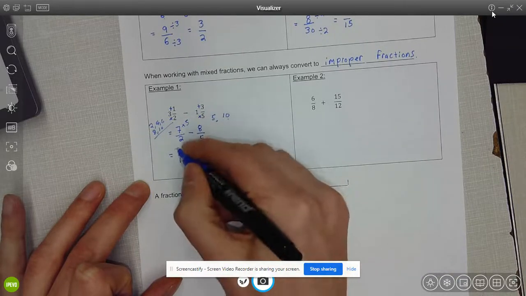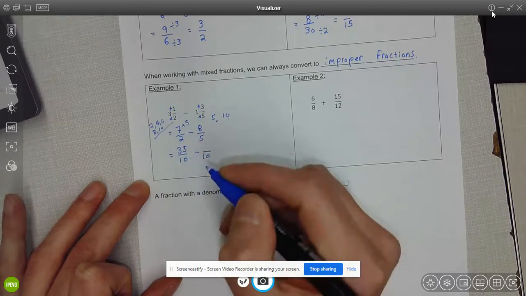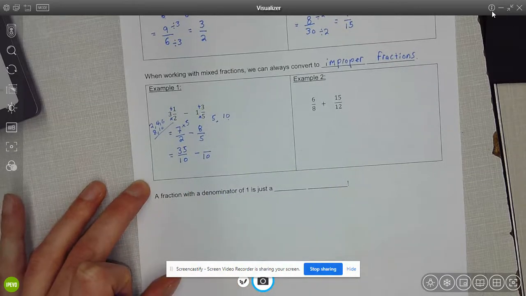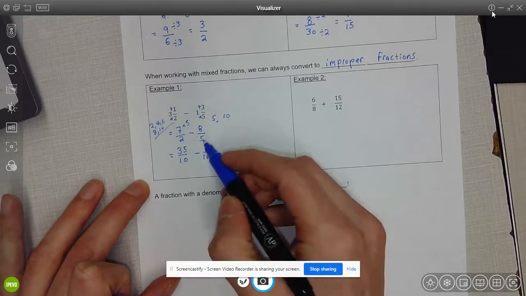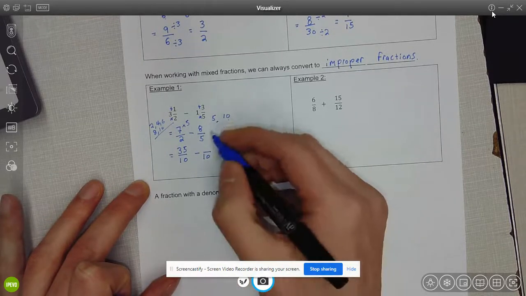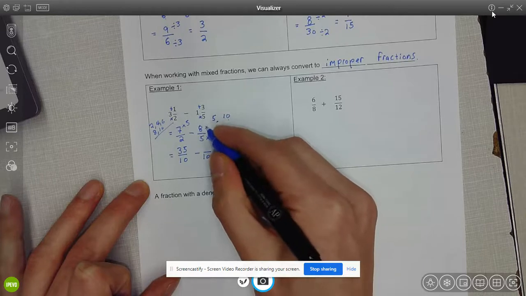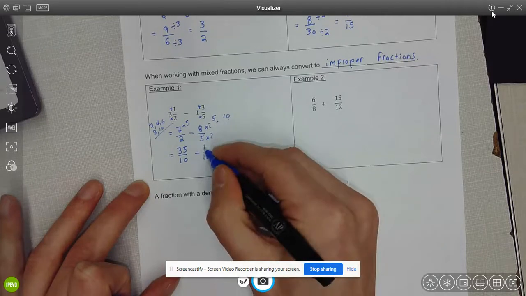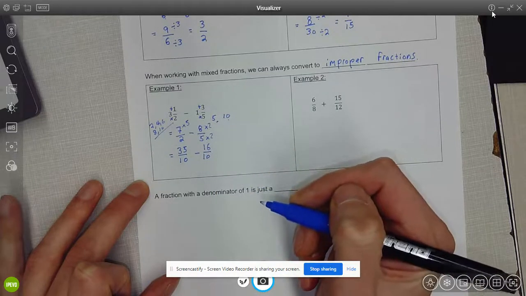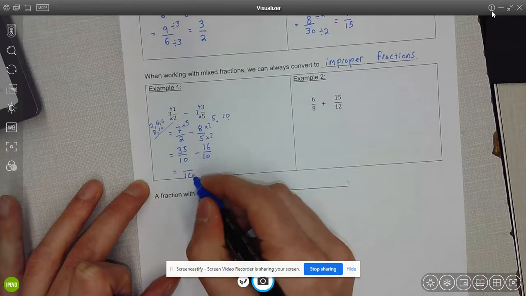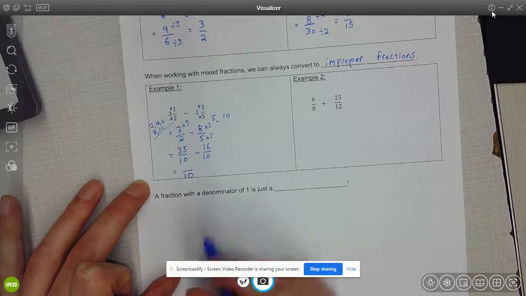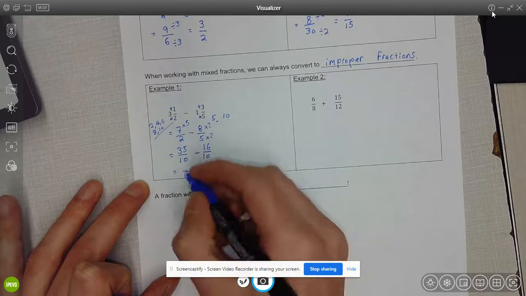We should know that's 35. We can check our times tables. I'm okay with you using your calculator for these problems as well. How many 5s go into 10? 1, 2. So I do times 2, and it has to be times 2 on the top. 8 times 2 is 16. Okay. Now we have our common denominator of 10 on the bottom. And I just need to do 35 subtract 16 on the top. 35 take away 16 is positive 19.